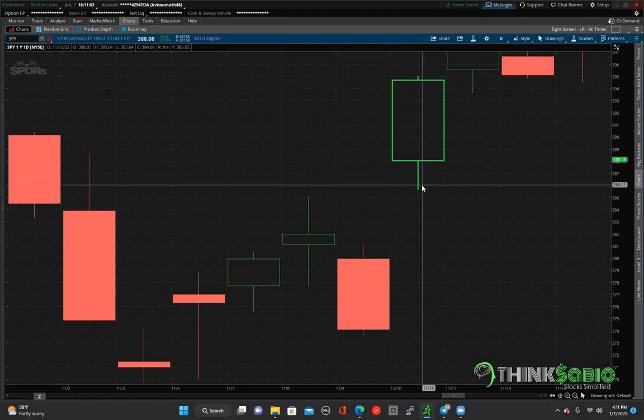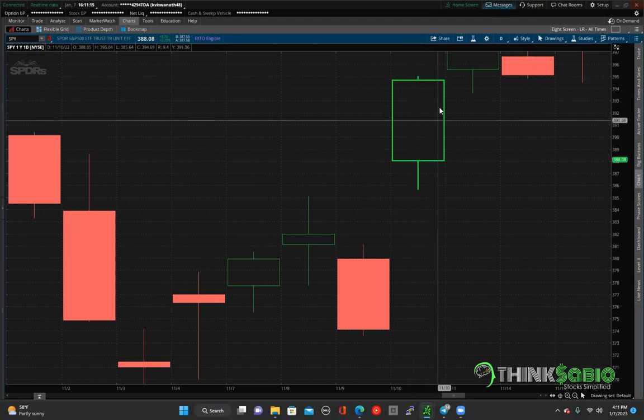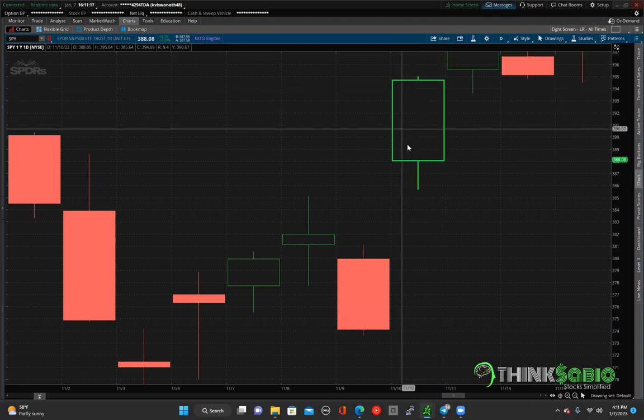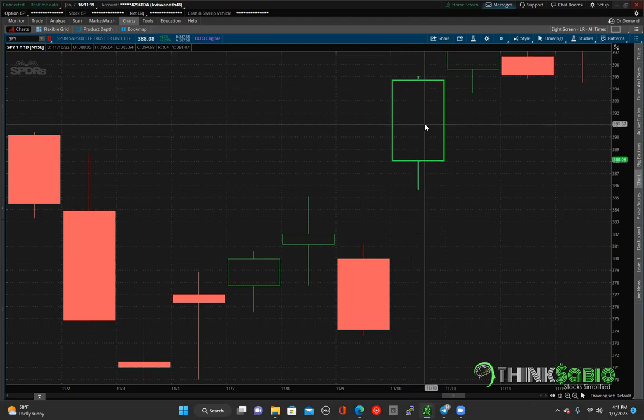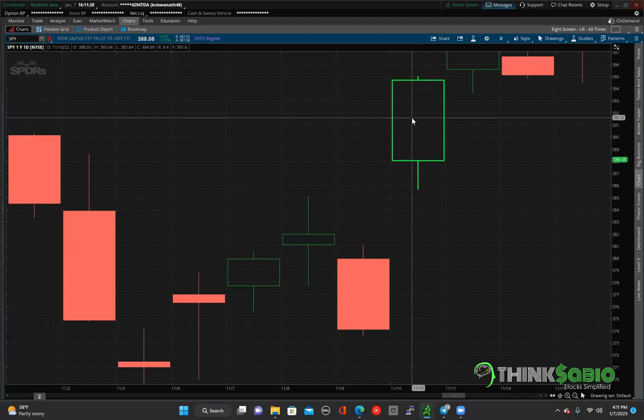At one point in that day, it also went to 385. It also went as high as 395. This is on November 10th, for example, right? So this is basically a green candle. What it means is it basically opened low and closed high. It opened low, closed high. That's why it is a green candle.